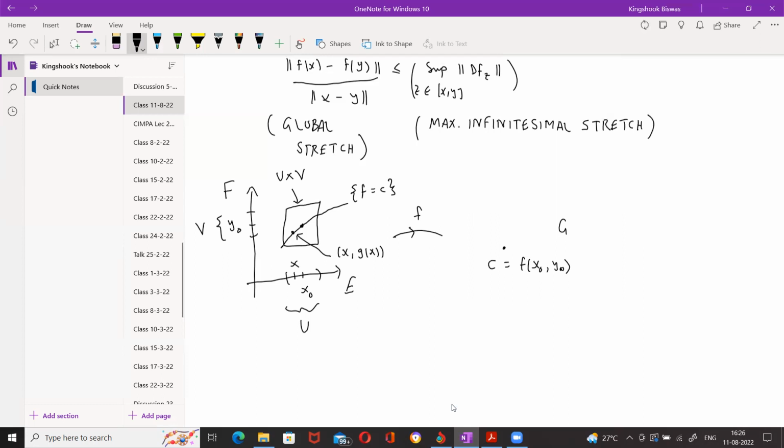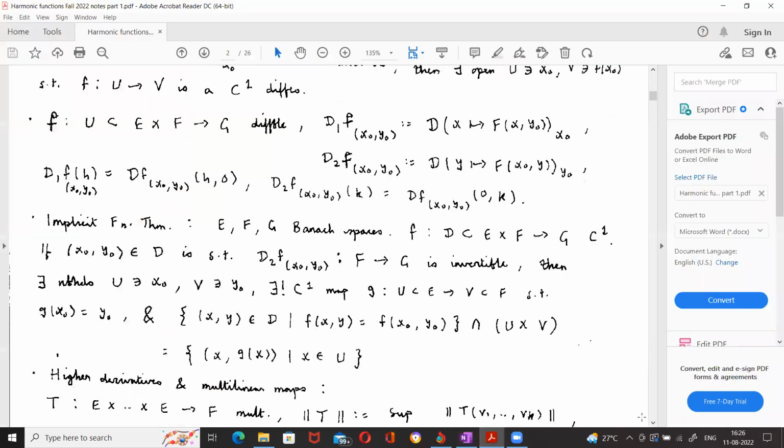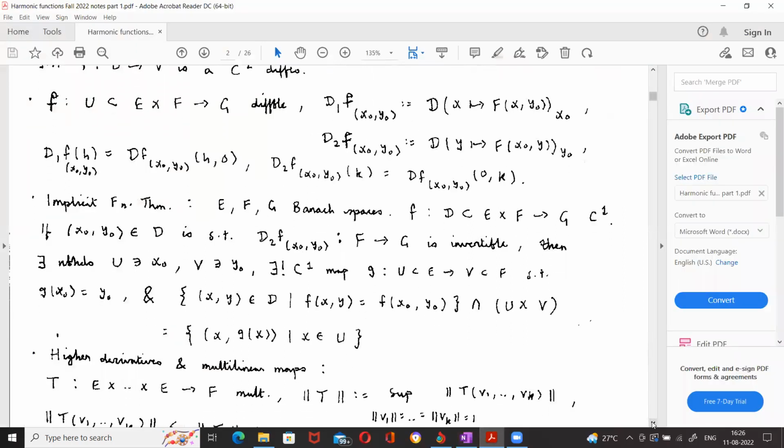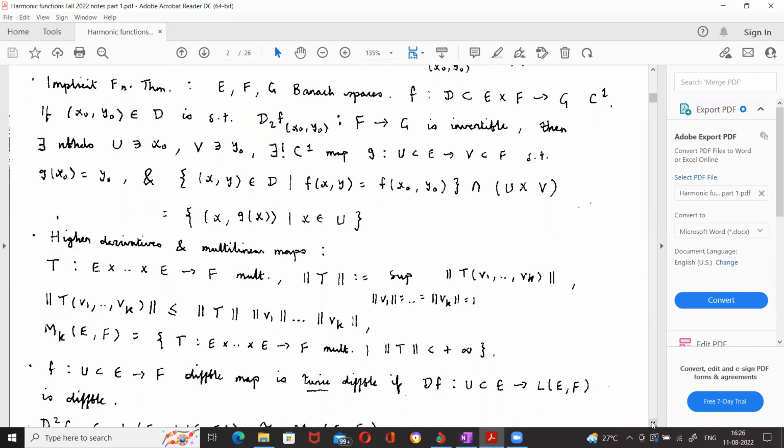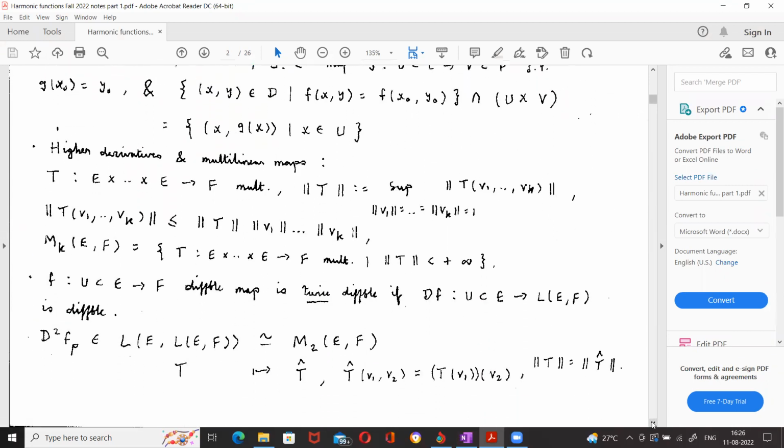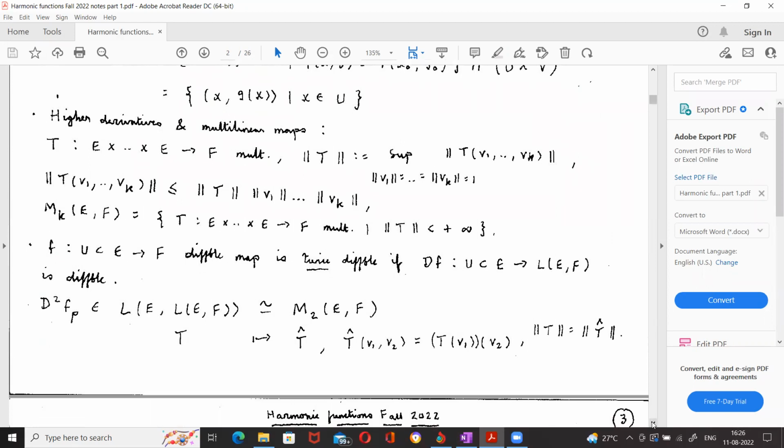All right. So I just wanted to recall some basics, the basic theorems, the inverse function theorem and implicit function theorem. We won't really be using them, but I just wanted to recall them for completeness. So what we will be needing a bit more is the higher derivatives now. Okay, so what are higher derivatives? To talk about higher derivatives of a map between Euclidean spaces, we need to talk about multilinear maps.